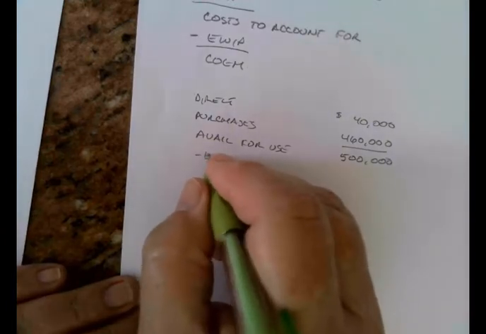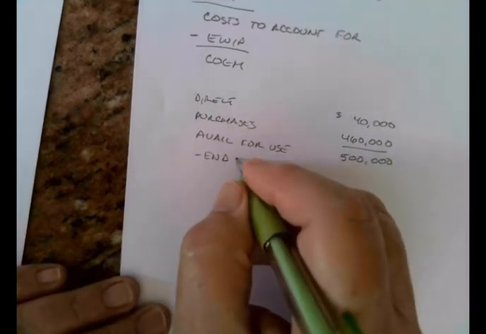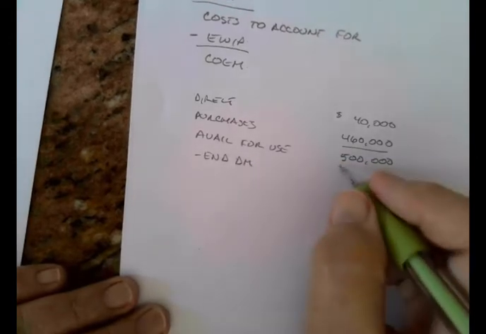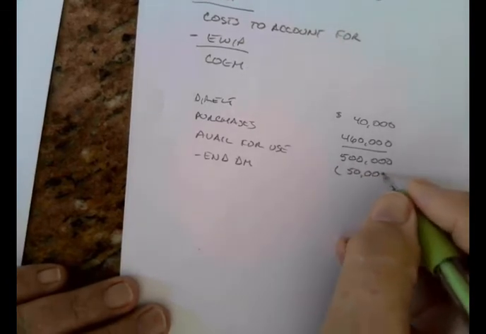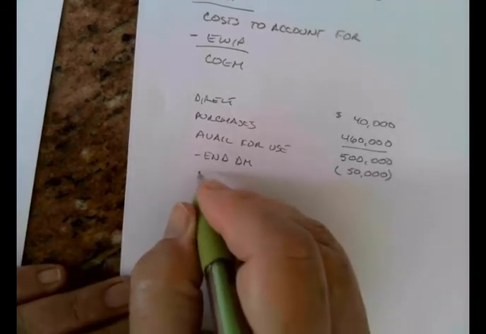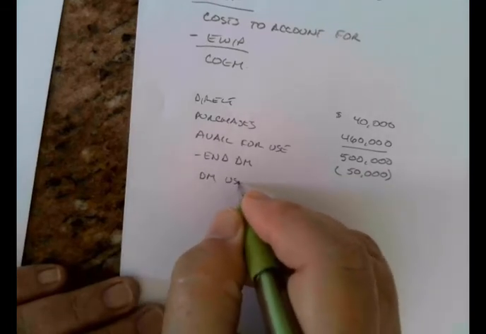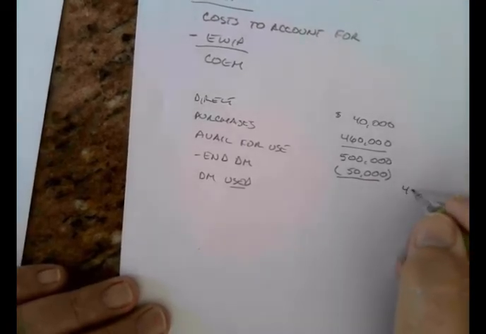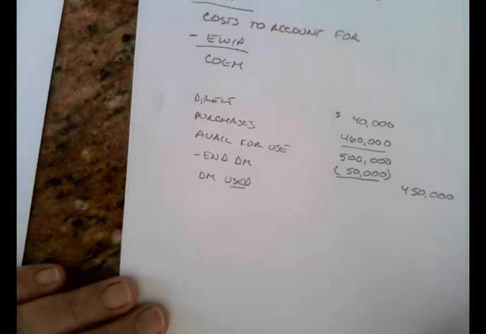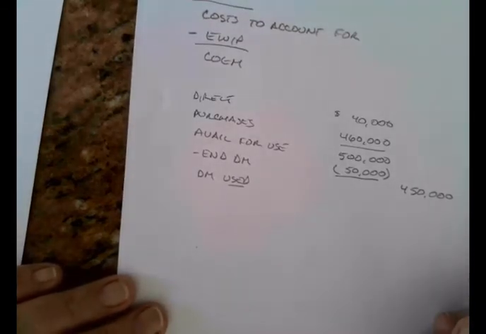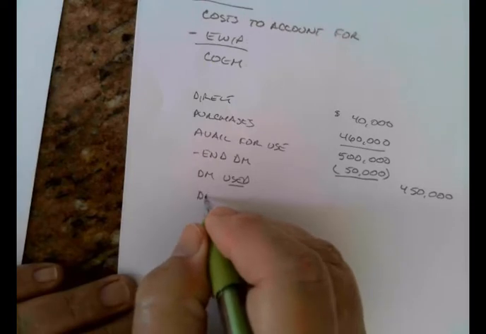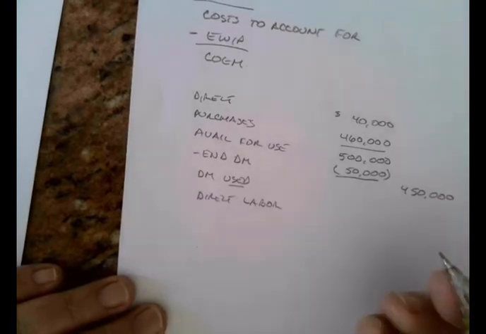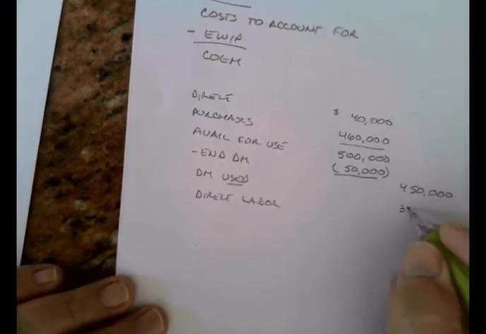less ending. These are actually direct materials. Ending direct materials of 50 gives us direct material used. And think about that word used. That's what that is. So pull that way out to 450. Then to that, we've got to add direct labor. So you've got to find direct labor. And direct labor is 300,000.